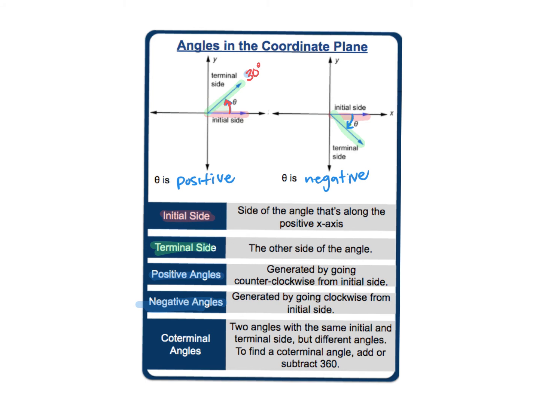Well, if I make another angle, let's do it in a green pen, and it starts here and it goes all the way around and then stops here. I would have to do 30 plus 360, which would give me 390 degrees. And so those angles are in the same spot. One just has more rotation than the other. So that's kind of what your coterminal angles are about.